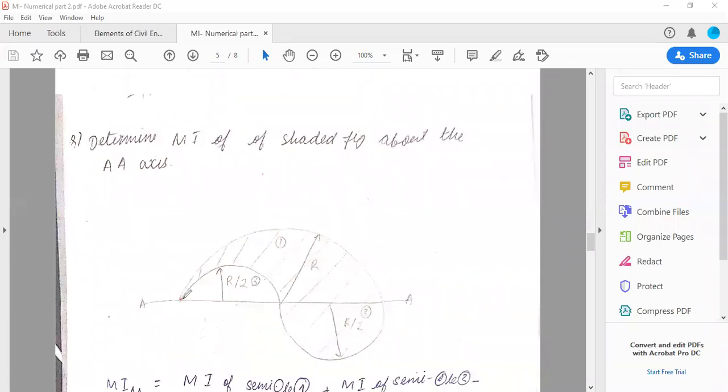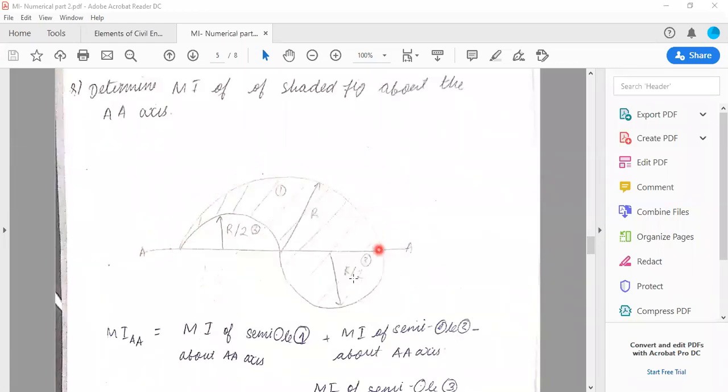find the CG of the figure if it is not clear. There is a semicircle like this, and there is a semicircle like this. Okay, so we will just go across the standard figure. MI of the shaded figure about the axis AA. Okay, so this is my axis AA. So this is a semicircle about the base, semicircle about the base, and semicircle about the base.